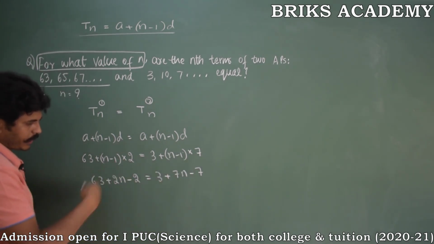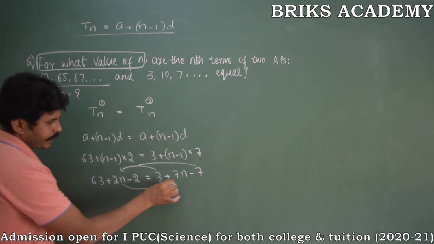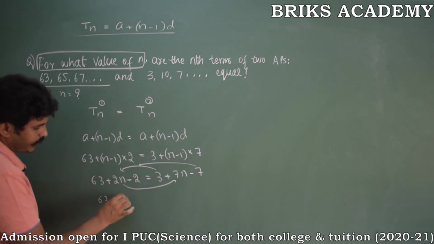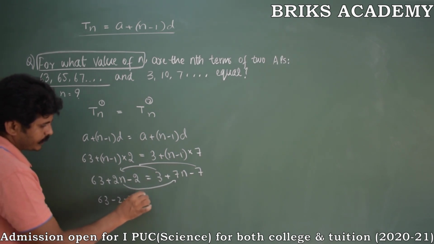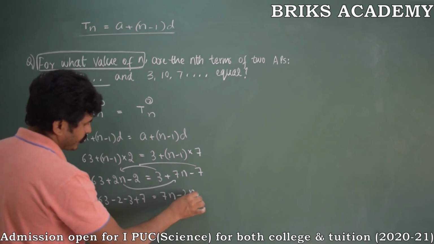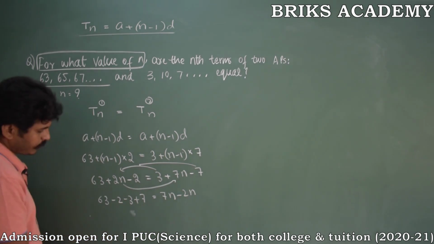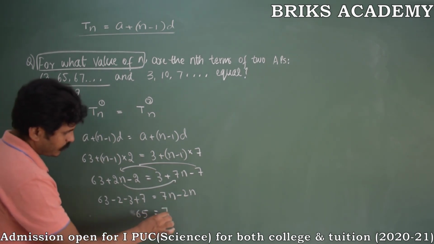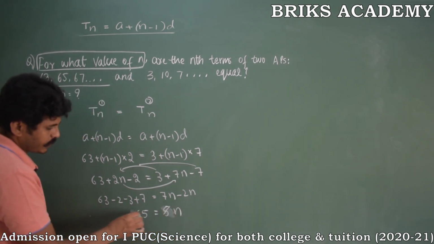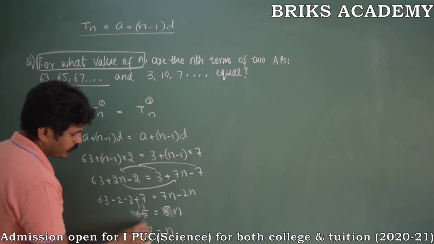So I will take all the constant terms to this side, and n to that side. This is 63, this is minus 2. If I take 3 this side, minus 3, and minus 7 this side, plus 7, equal to 7n, and 2n that side is minus 2n. All n I took to the right side, all constant terms I took to the left. 65 equals 7n minus 2n, which is 5n. So 5 fives are 25, no, 5 threes are 15, that is n equals 13.